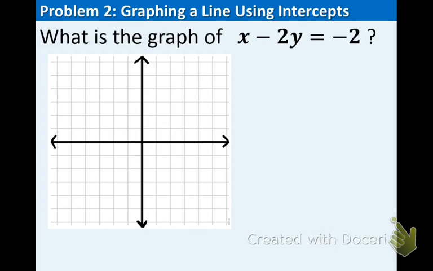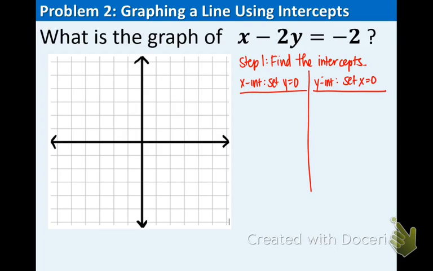Example 2, we are going to learn how to graph an equation in standard form. As you can see, it's an ax plus by equals c form. And we're going to graph this by finding the x and y intercepts. So let's do that now. Let's take the equation x minus 2y equals negative 2 and plug in the 0 for the y. So we have x minus 2 times 0 equals negative 2. Remember, the 0 just cancels that out, so we're left with x equals negative 2. And in coordinate form, that is (negative 2, 0).